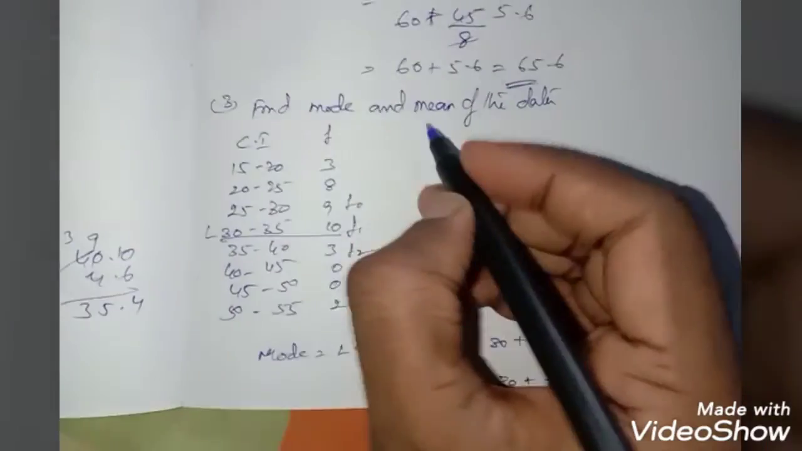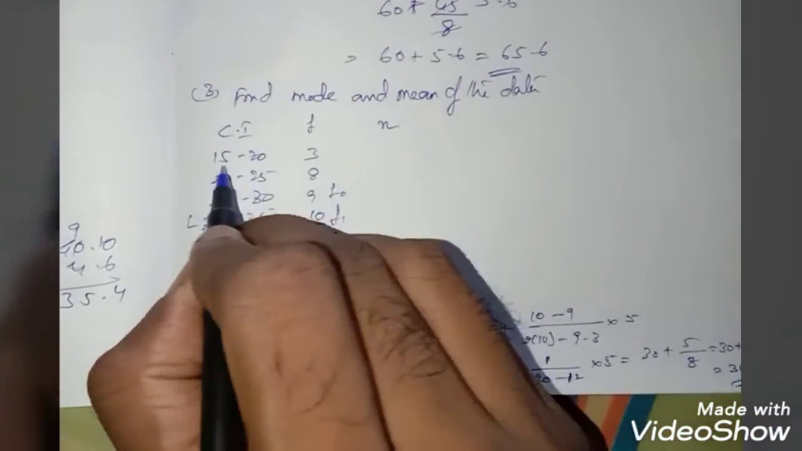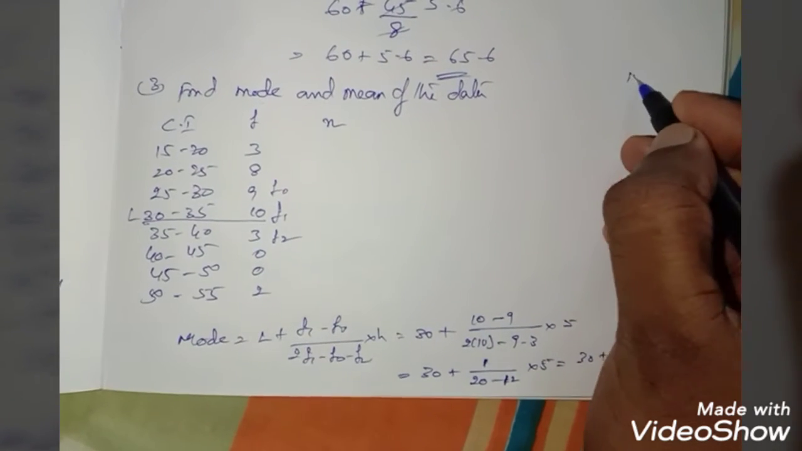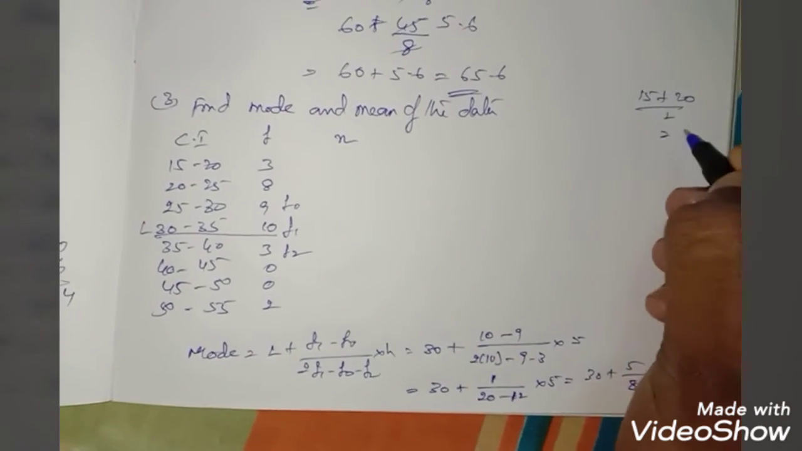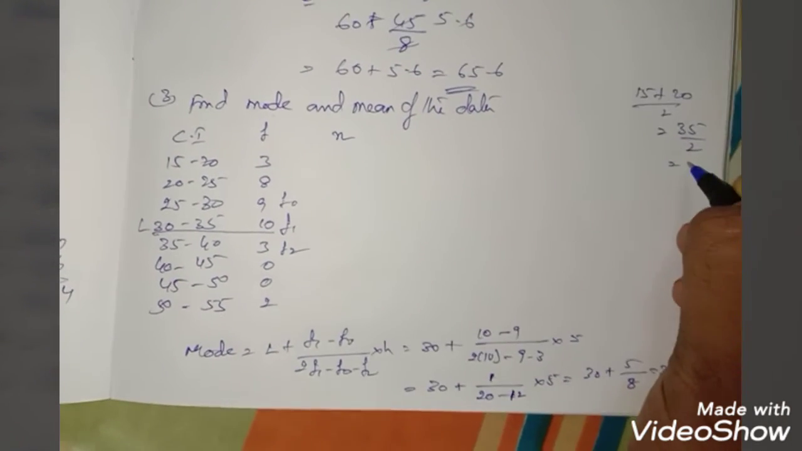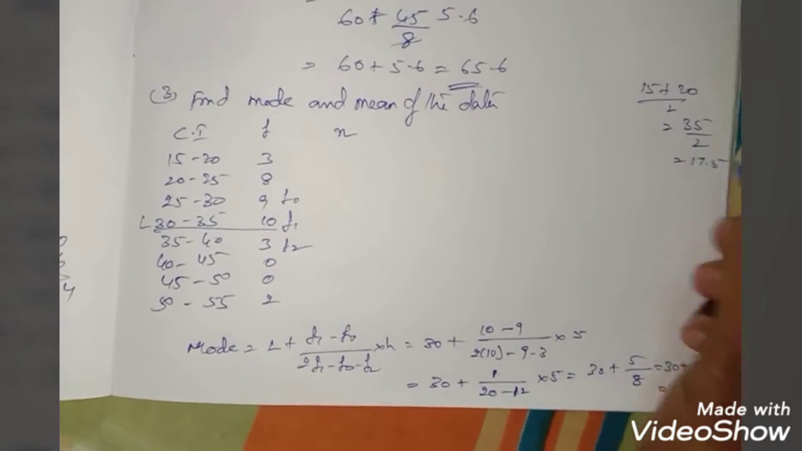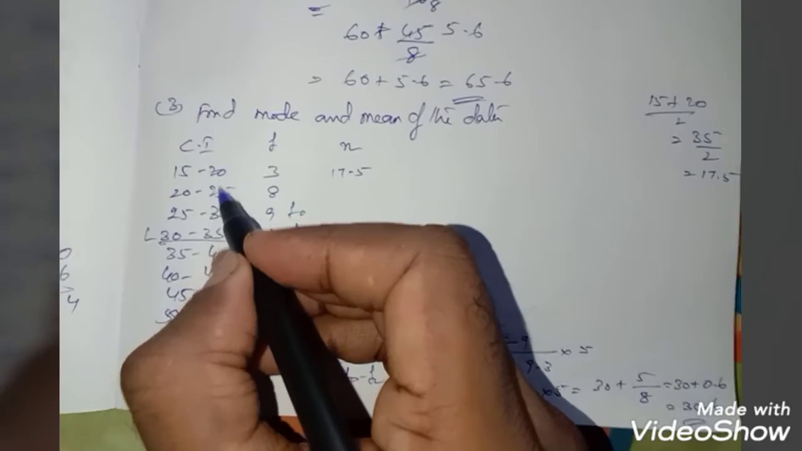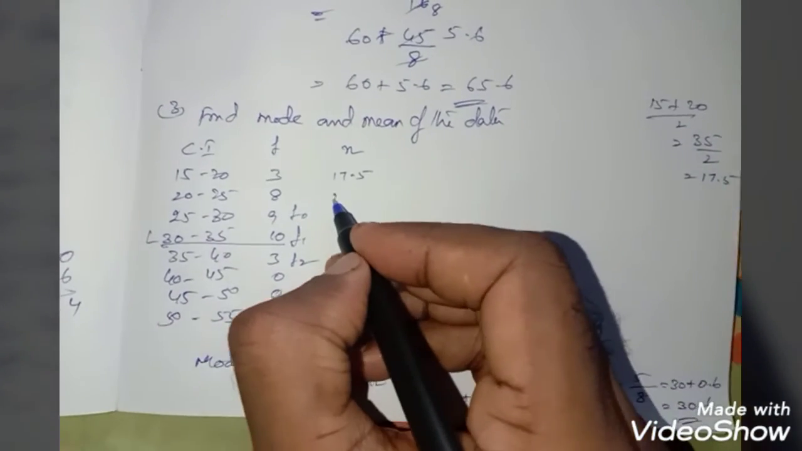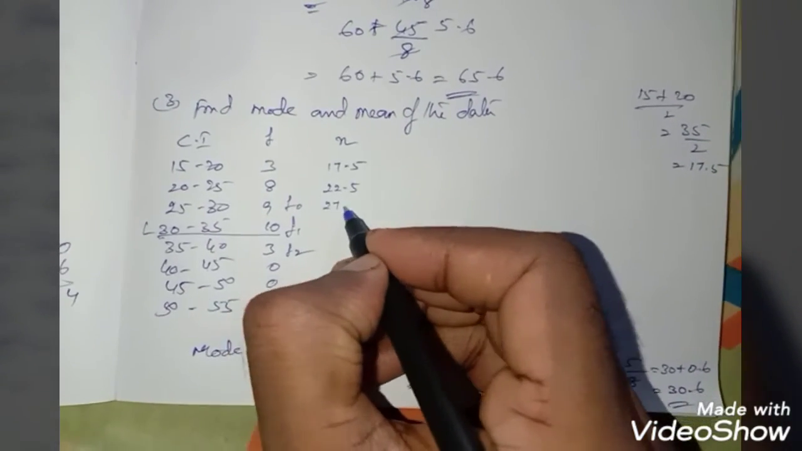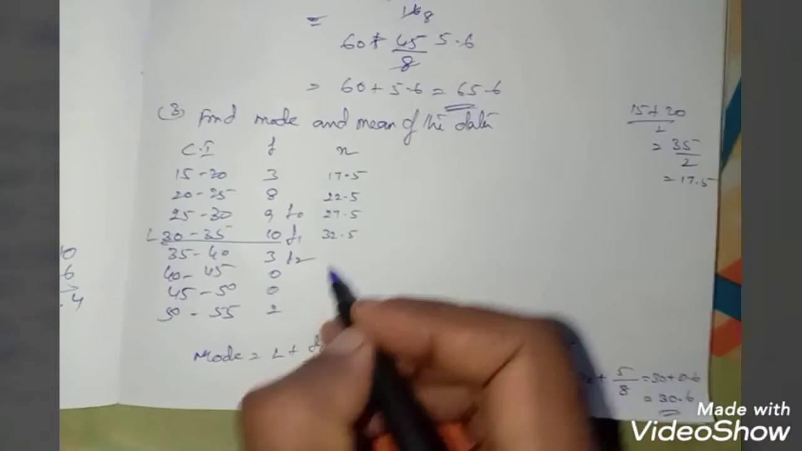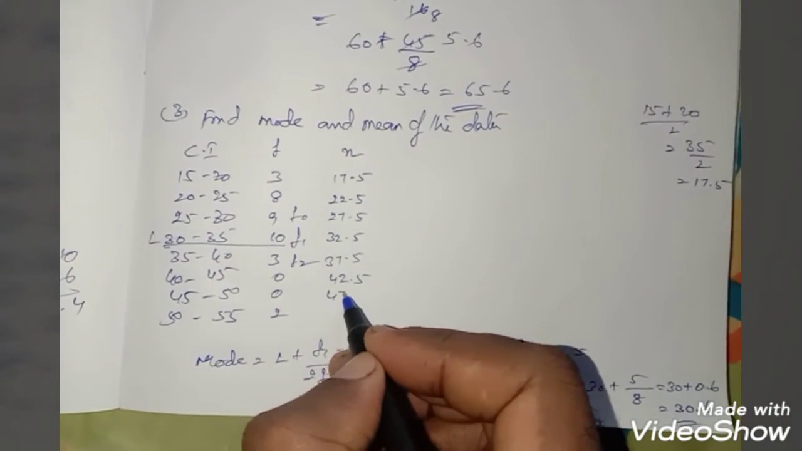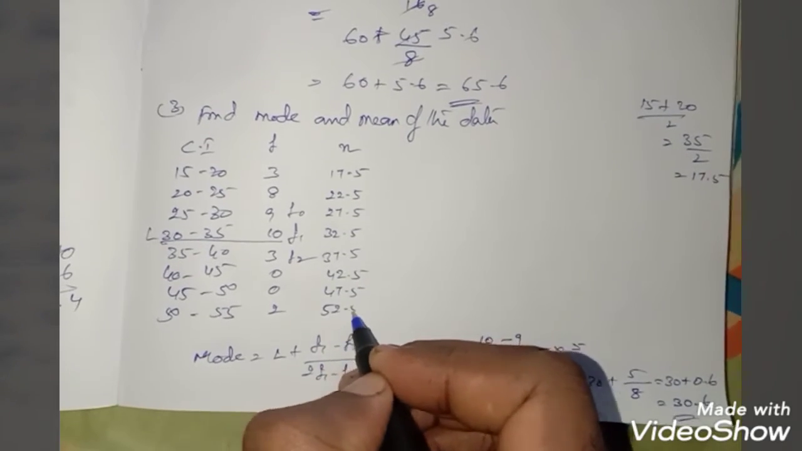To find mean you need your mid values. Right, now how to find the mid values? Add these two and divide with 2. If I do it roughly here, 15 plus 20 by 2 is nothing but 35 by 2, approximately 17.5. So here the first mid value is 17.5. Now the difference between these two is 5. Now add 5 here, you'll get 22.5, 27.5, 32.5, 37.5, next 42.5, 47.5, next 52.5.